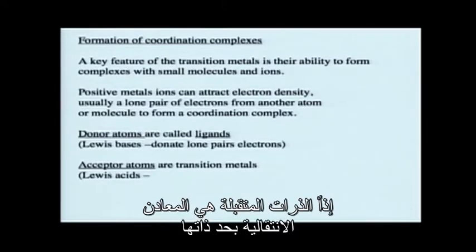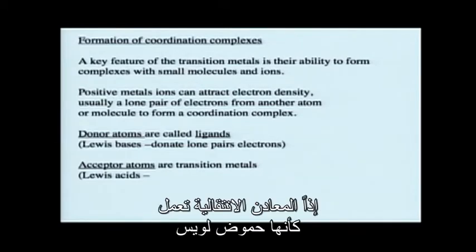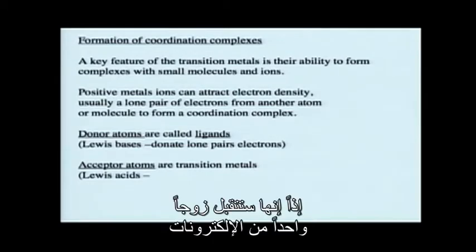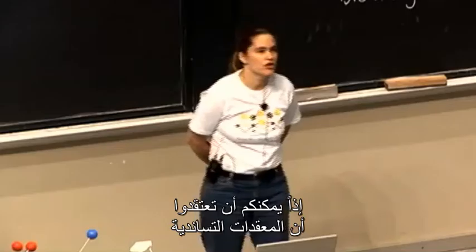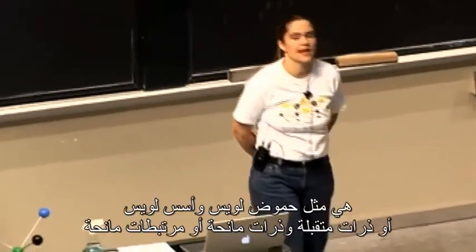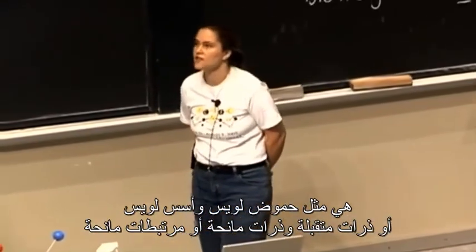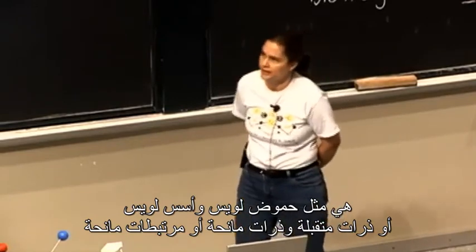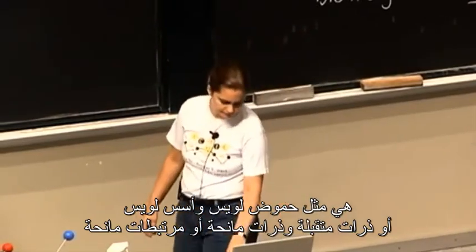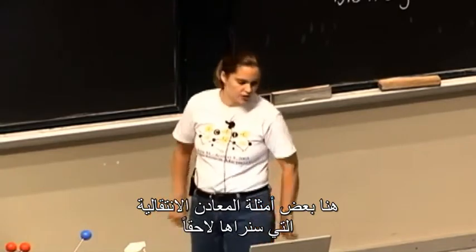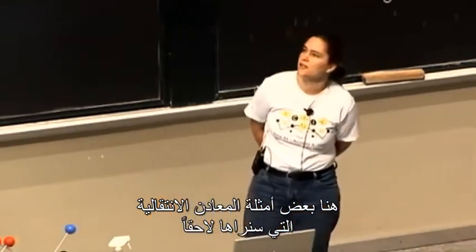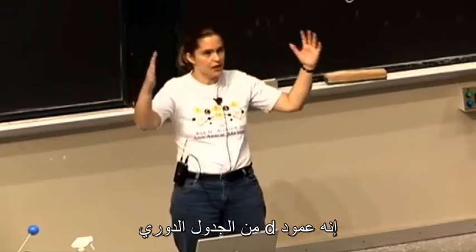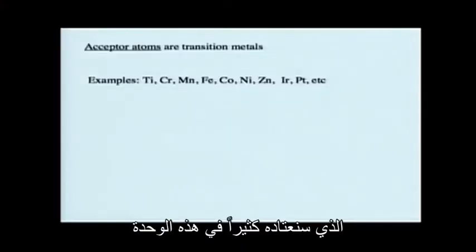So acceptor atoms are the transition metals themselves. And so the transition metals are acting as Lewis acids. And so then they would be accepting those lone pairs of electrons. So you can think about coordination complexes as Lewis acids and Lewis bases, or acceptor atoms and donor ligands or donor atoms. So here are some examples of transition metals that we're going to see. So it's that sort of D block of the periodic table that we'll become very familiar with in this unit.